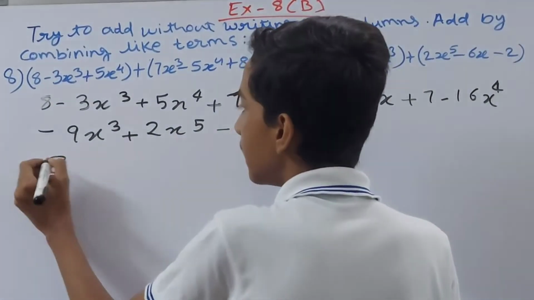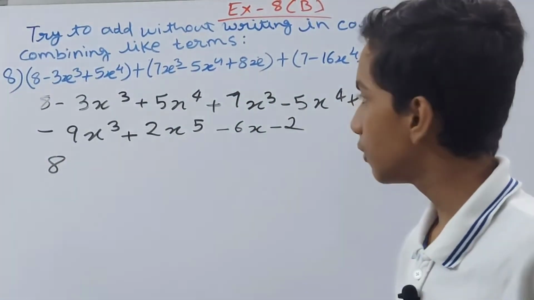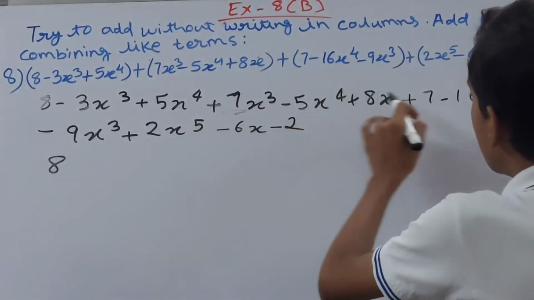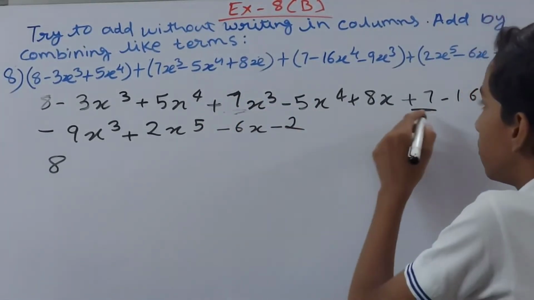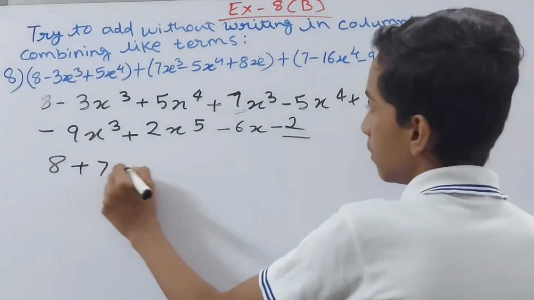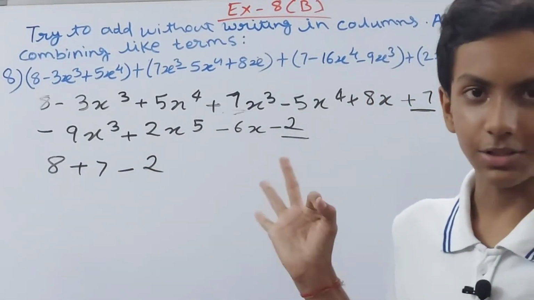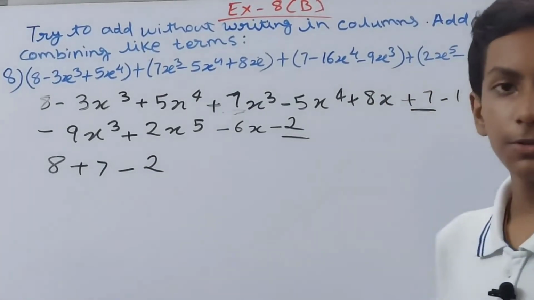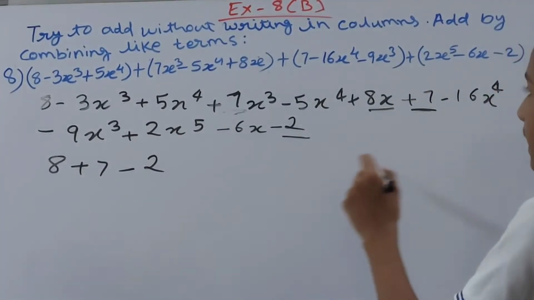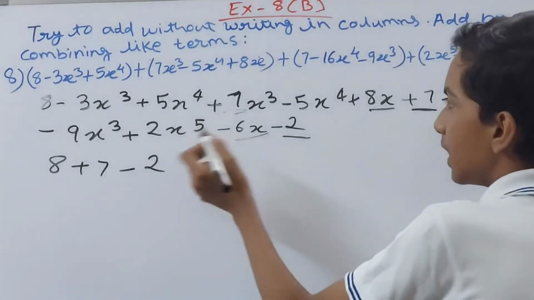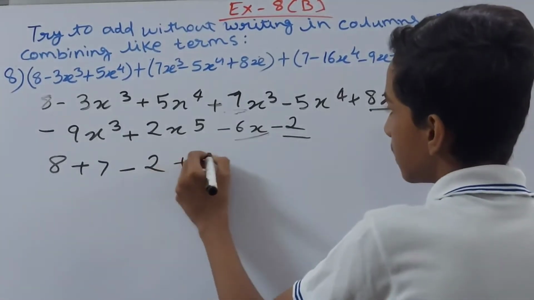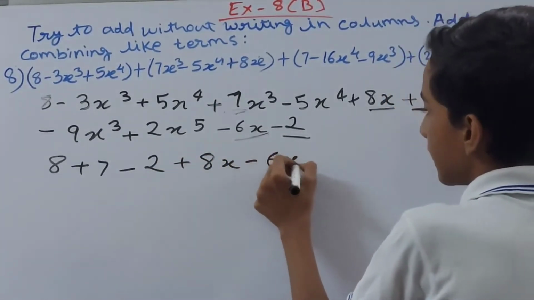So first of all, 8 is the term with 0 as its degree, right? Any other term with 0 in their degree? This one? No, this is just a number. Here also we have plus 7, so 8 plus 7, and any other, minus 2, right? So these three terms have 0 as their degree. Now we move on to terms with 1 as their degree. This one has 1, and this one also has 1, but any other term? No, right? So just these two terms, plus 8x first and then minus 6x.